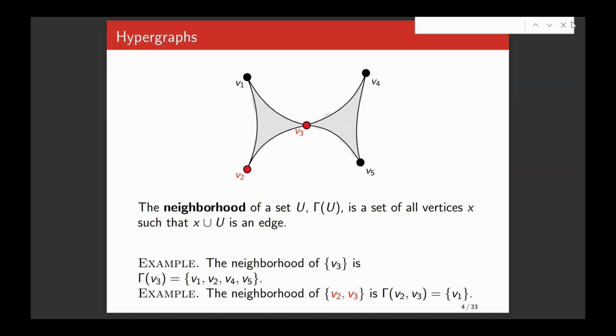We also need to define the neighborhood of a set of vertices because we are going to need it in the method that I'm going to introduce to you. So the neighborhood of a set U, which we denote as gamma of U, is the set of all vertices x such that the union of x plus the set gives you an edge, is part of an edge. So for example, the neighborhood of V3 here is just V1, V2, V4, V5, obviously, right? The neighborhood of {V2, V3}, which is a set in this case, is only V1. So keep this definition in mind.